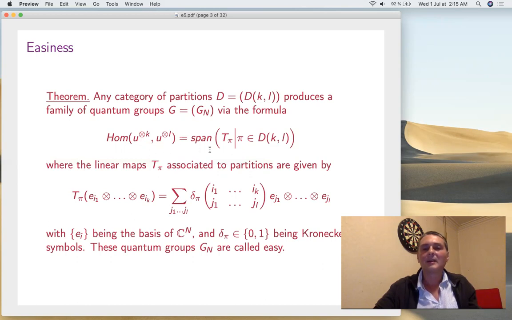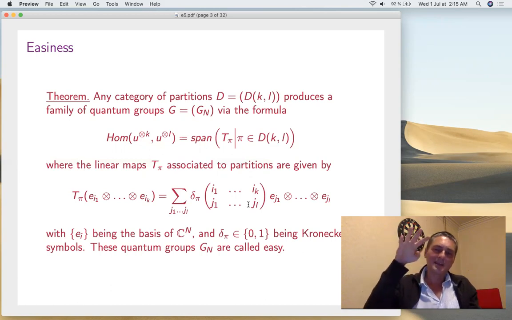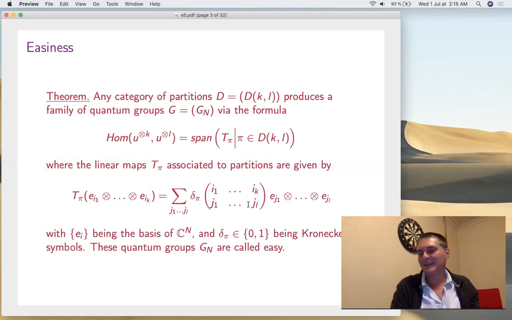And well, here is the formula for the maps. If you think a bit, for instance, the identity partition must correspond to the identity map, this one to the semicircle, and the crossing must correspond to the flip, and you get this formula. It's not complicated. Technically here, e_i is the basis of C^n.